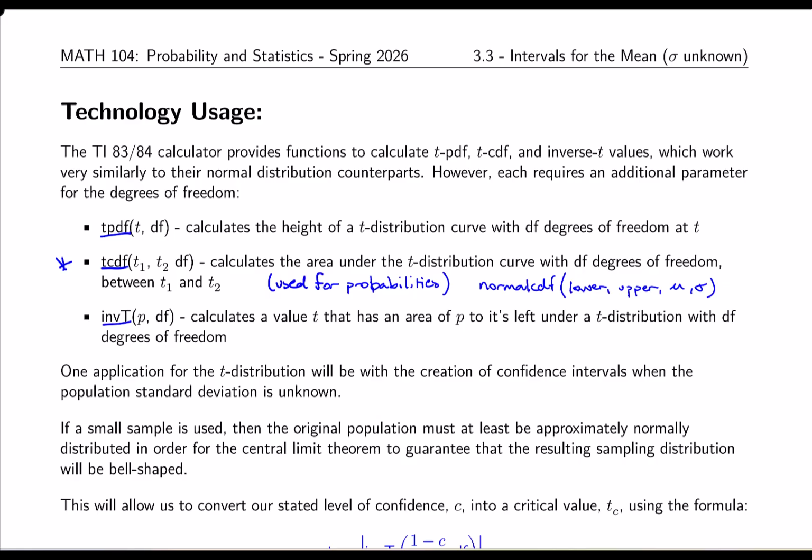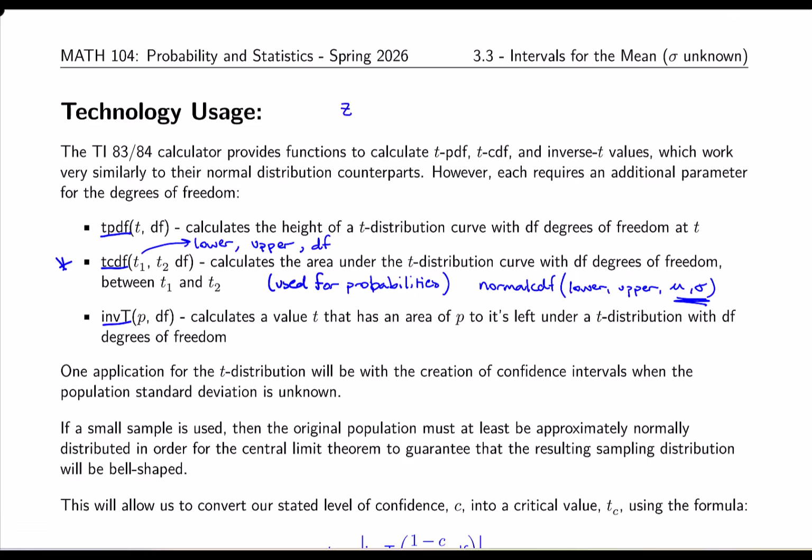tCDF is similar. It takes 3 inputs here. These inputs are going to be the lower bound of the shaded region, the upper bound of the shaded region, and the number of degrees of freedom. But notice there is no place to put a mean and standard deviation. So it will not do the automatic calculation of z-scores for you. We technically call them t-scores with the t-distribution.